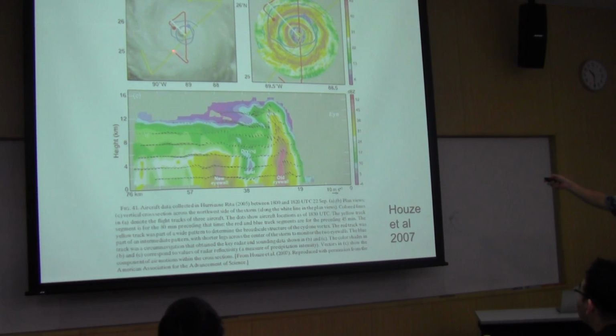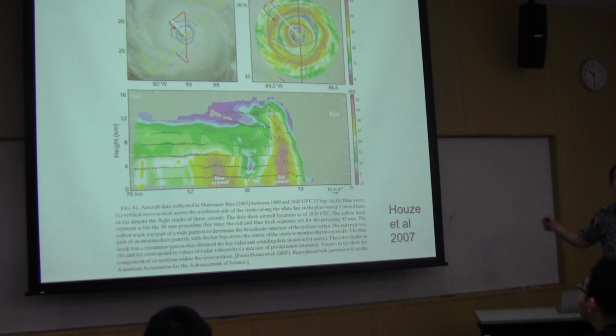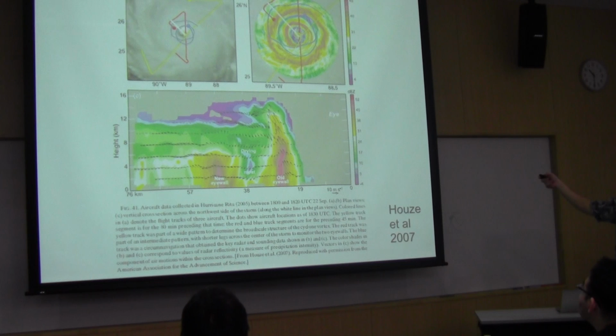The red line here is so this plane was flying at, they were flying at 14,000 feet. The yellow plane here, that's NOAA 43. They were doing a large-scale figure 4 pattern, trying to map out the whole circulation of the storm. And they were flying at 10,000 feet.